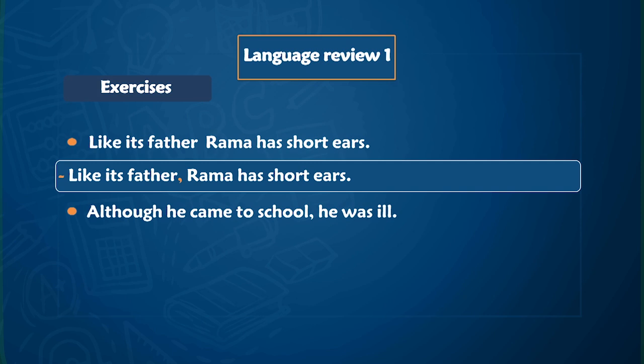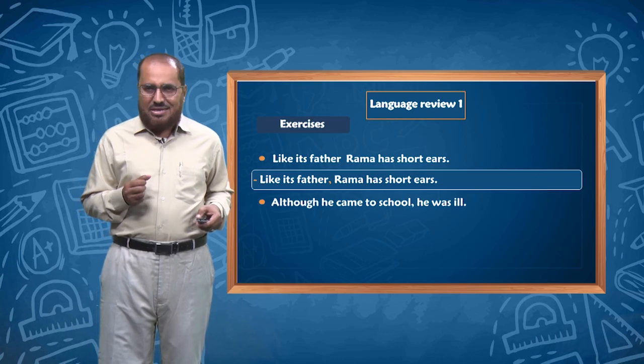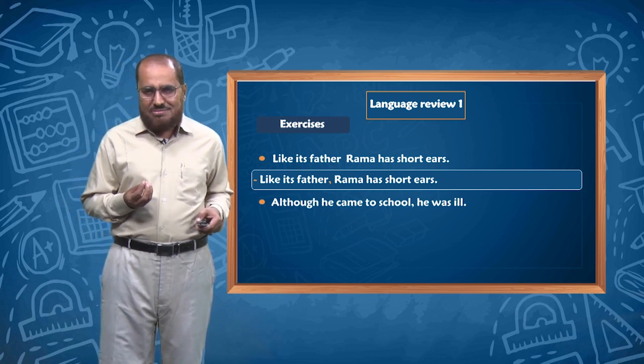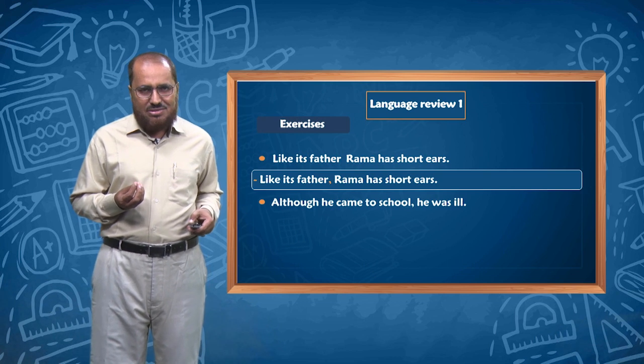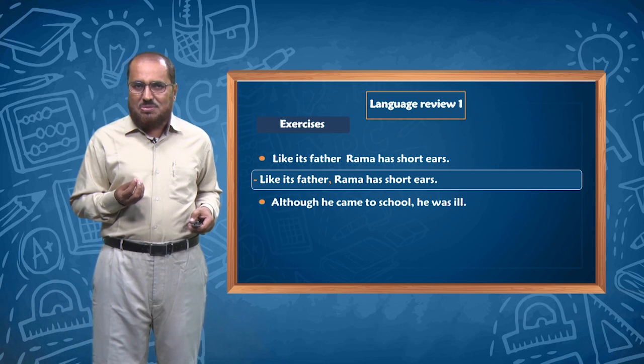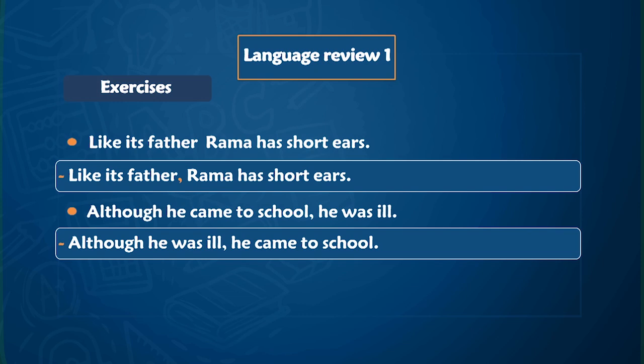Although he came to school, he was ill. Is it okay? Meaningless. You can't understand this. Okay. Although must be followed by the result, or the action here. Then comes the result. It should be, let's see. Although he was ill, he came to school. Although he was ill, he came to school. على الرغم من أنه مريض إلا أنه جاء إلى المدرسة.